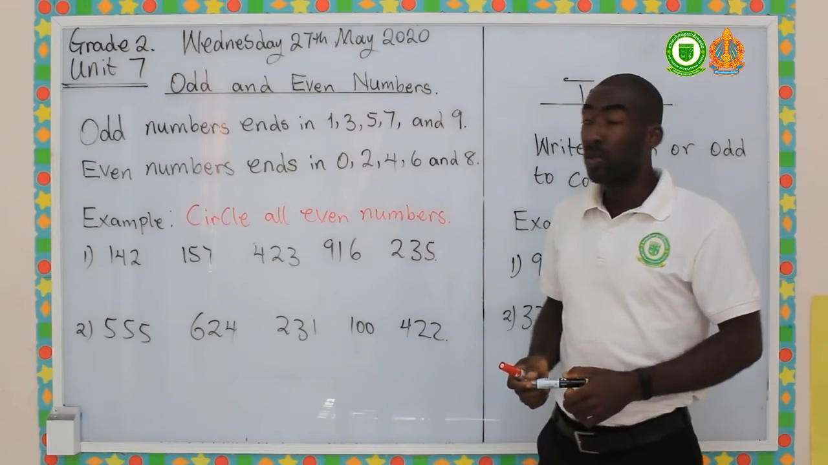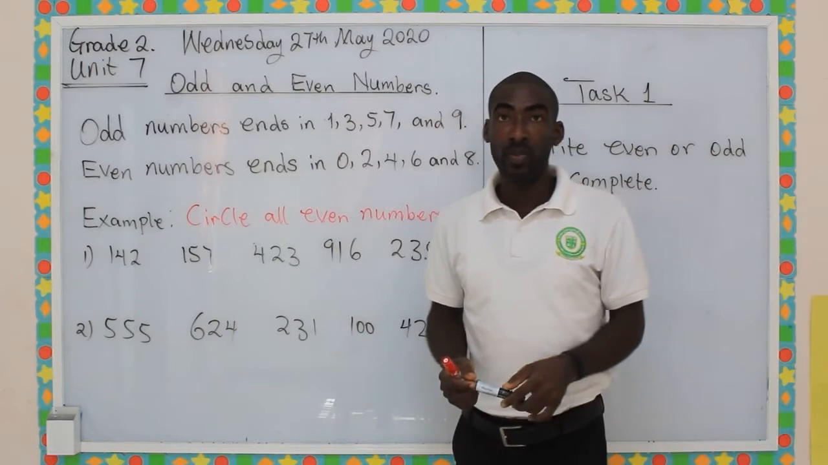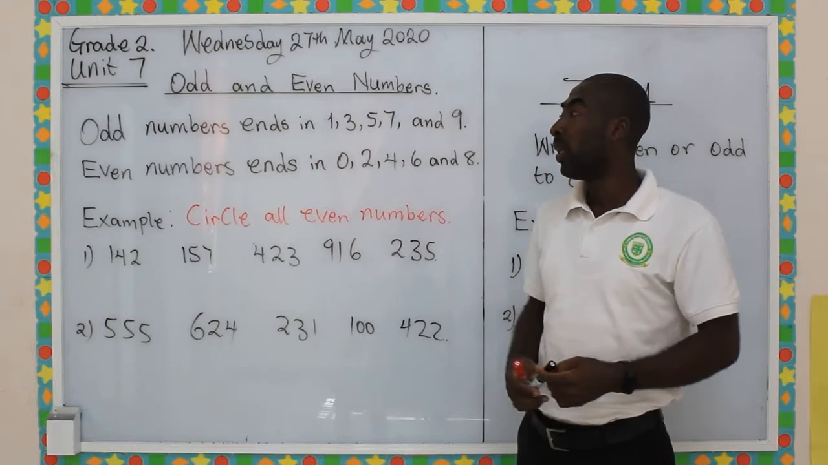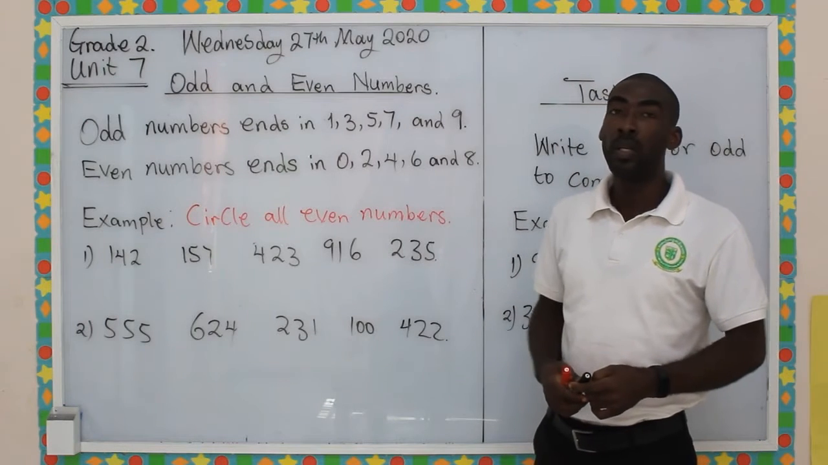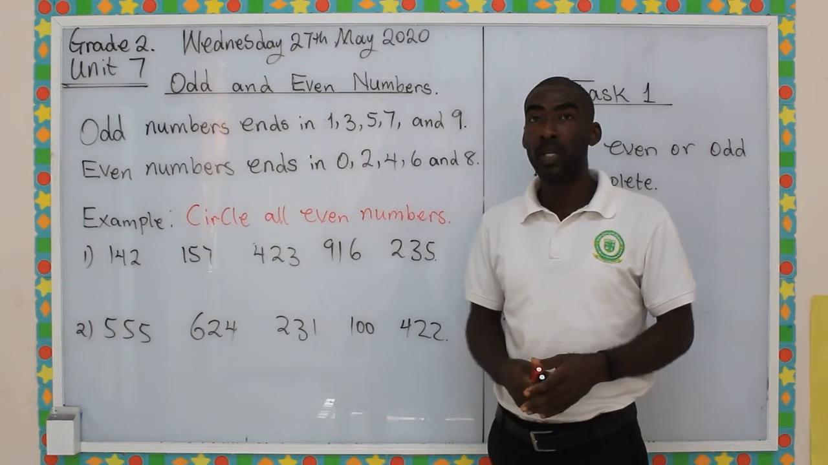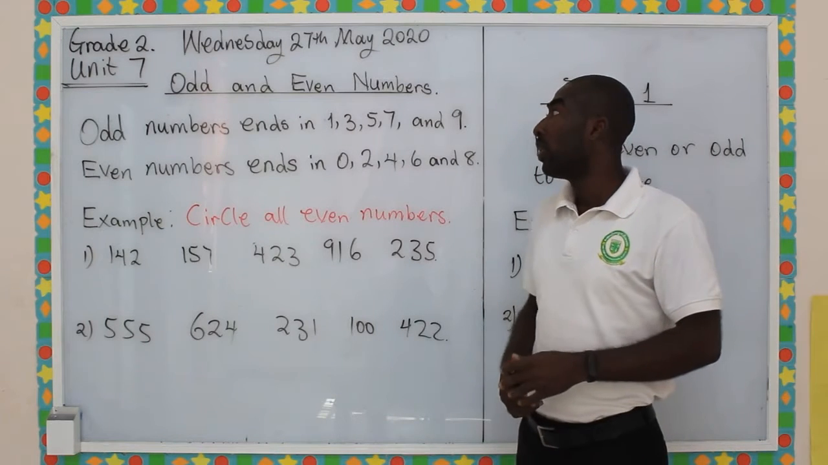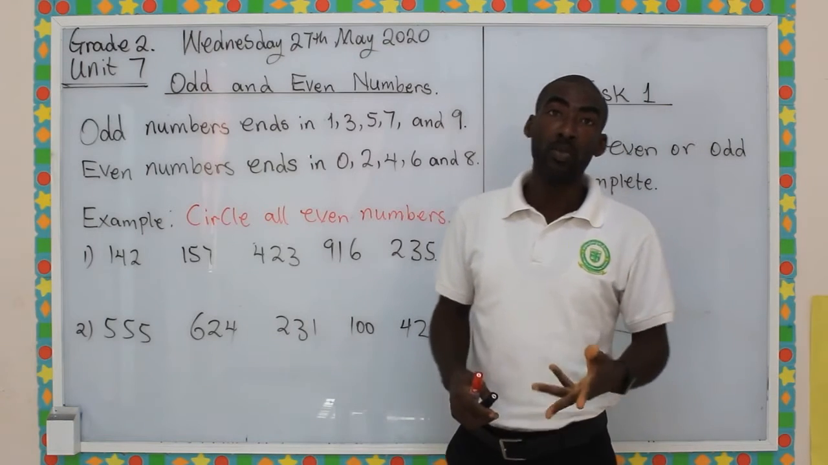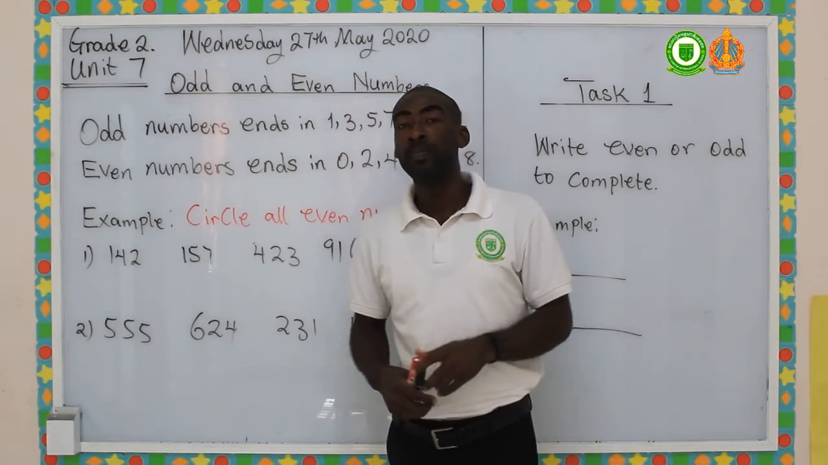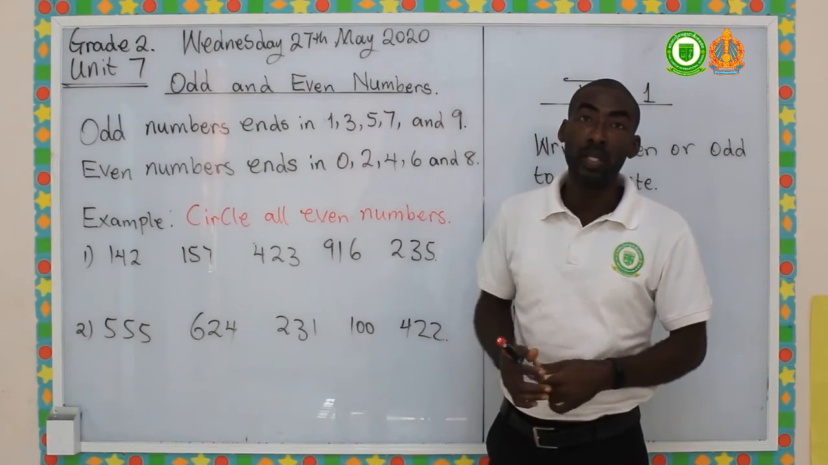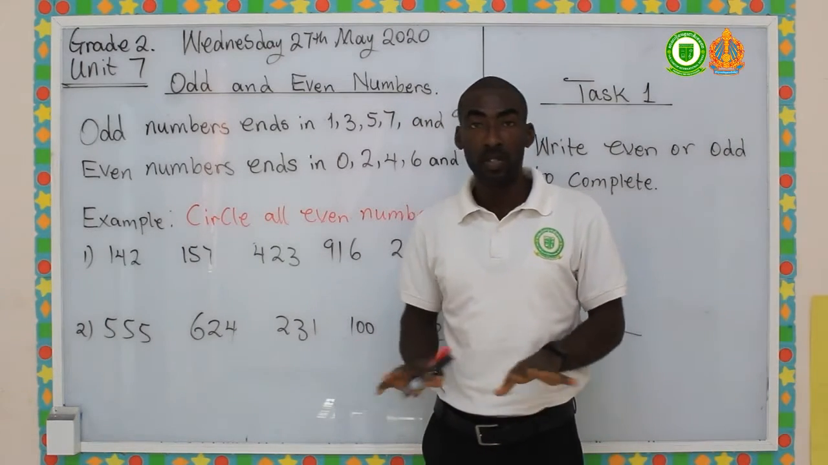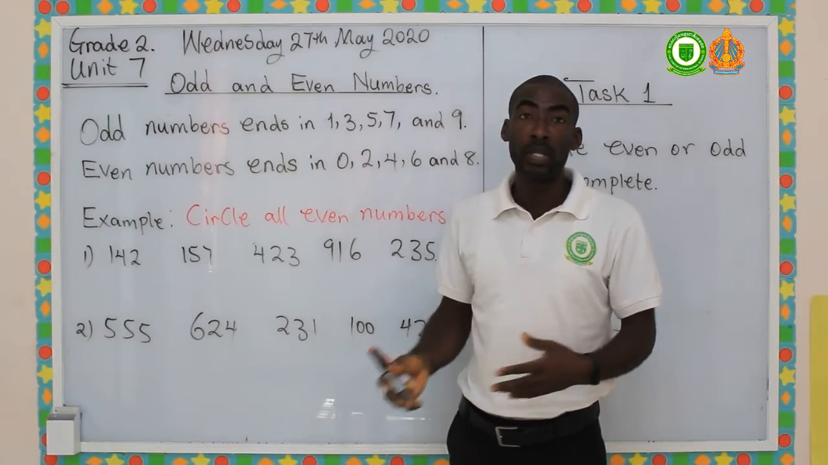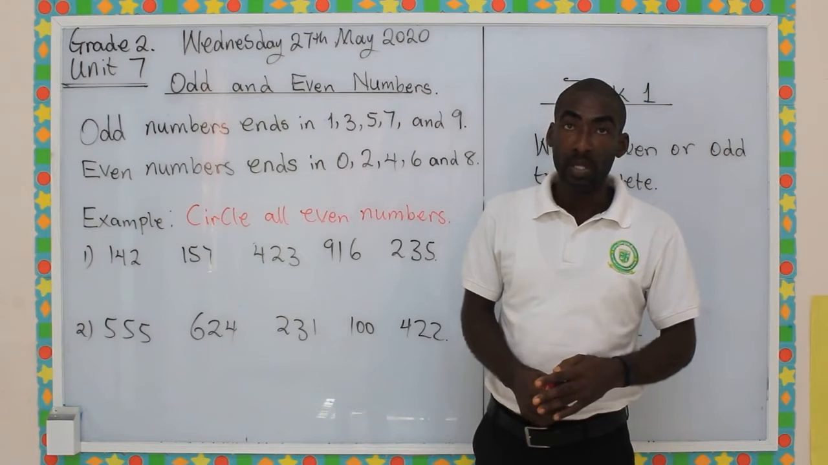Okay, today we will continue our lesson from our previous week. We are still looking at odd and even numbers. Last week we learned what is an odd number and what is an even number. An odd number is any number that when you divide by 2 you have a remainder of 1. And an even number is a number that when you divide by 2 there is no remainder.